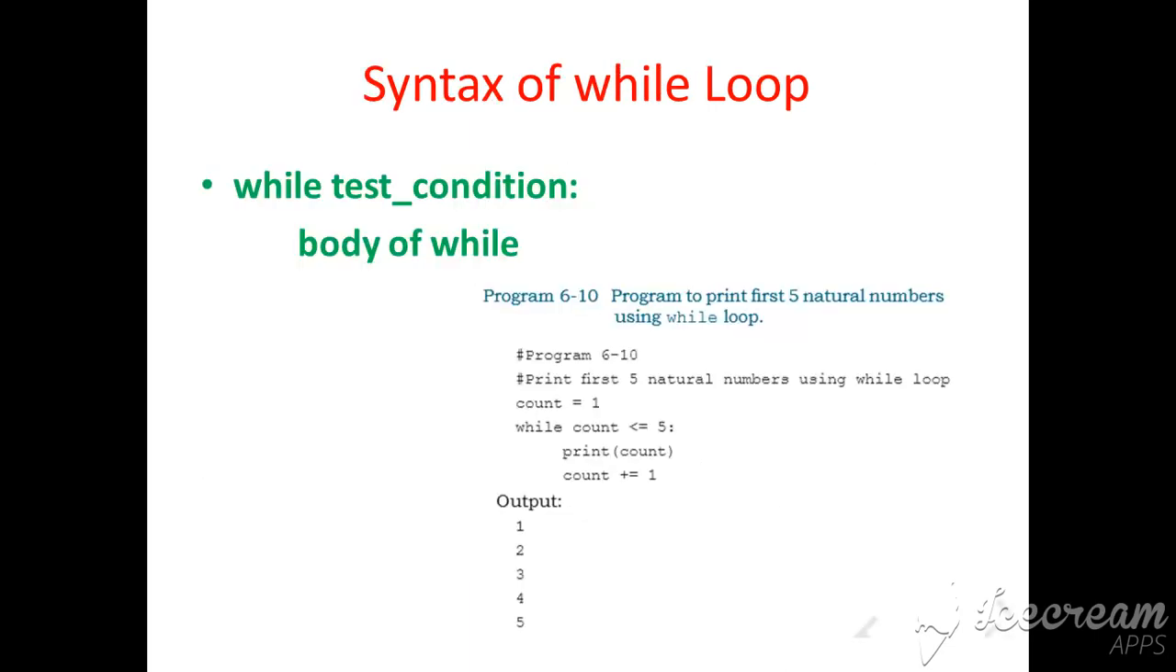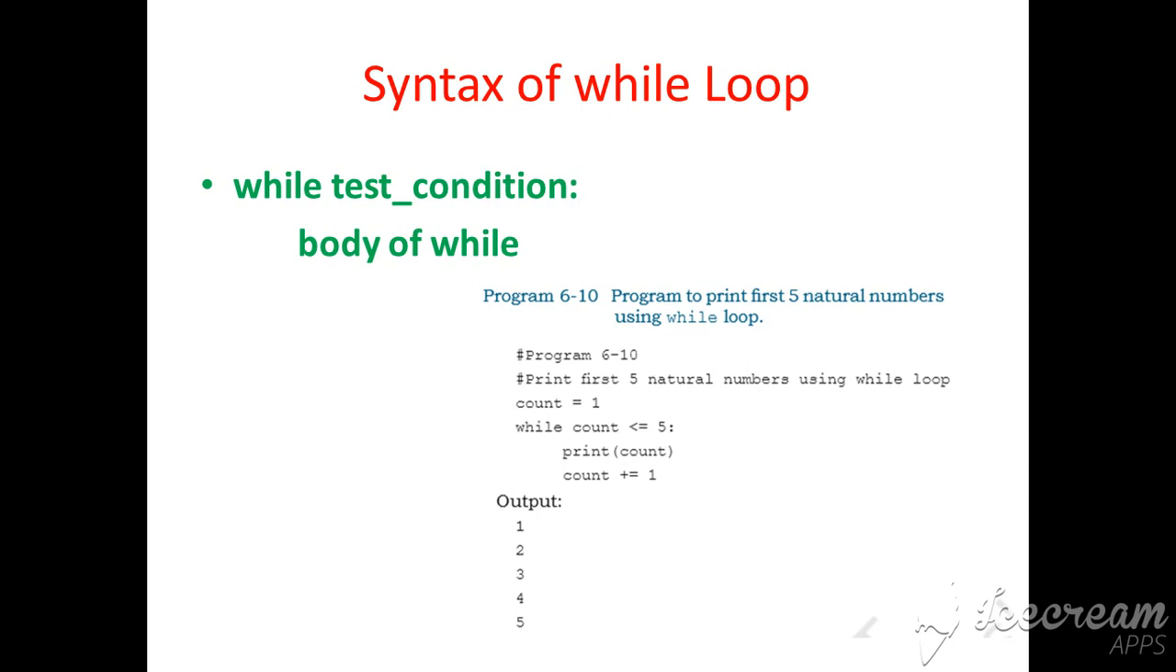Here we look at one example: a program to print the first five natural numbers using a while loop. First set count equal to 1. Then our condition or test expression is while count is less than or equal to 5. If the condition is true, then print the count. So first the count is 1. Then inside the while loop we increment the count value by 1: count = count + 1.